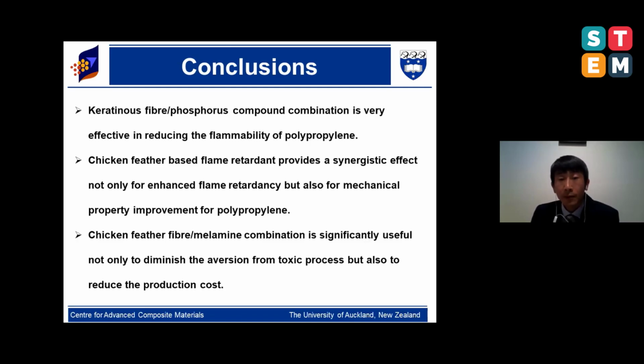Chicken feather fiber melamine combination is significantly useful, not only to diminish the aversion from toxic process, but also to reduce the production cost.